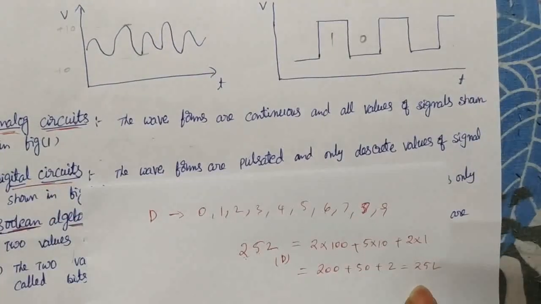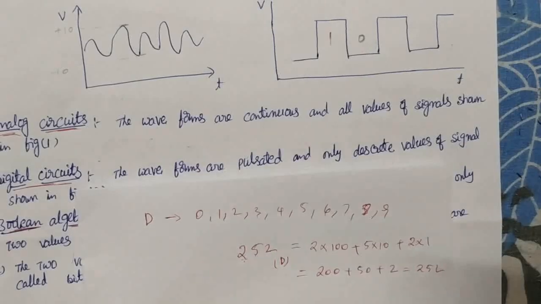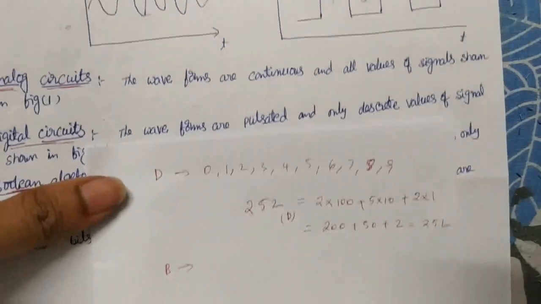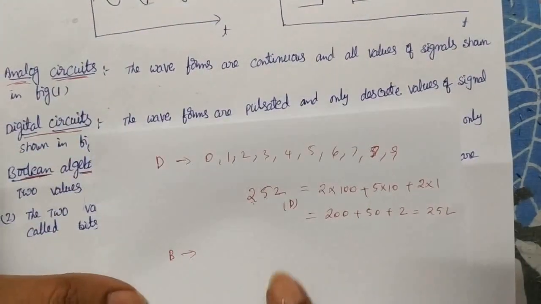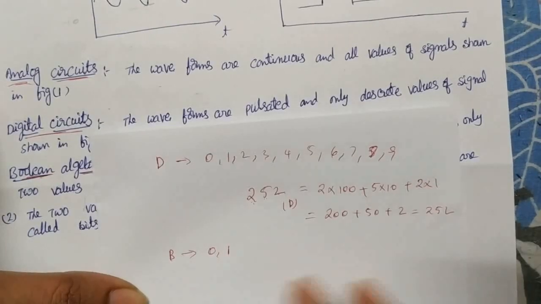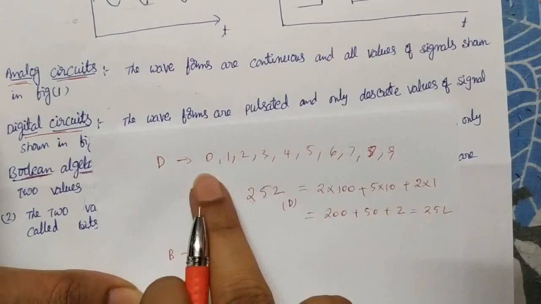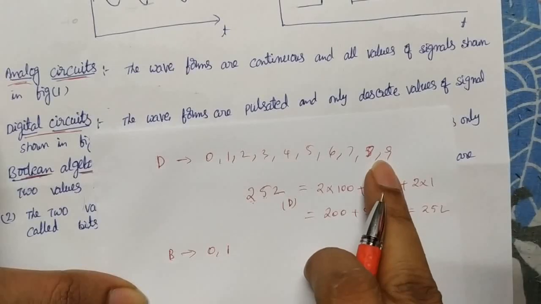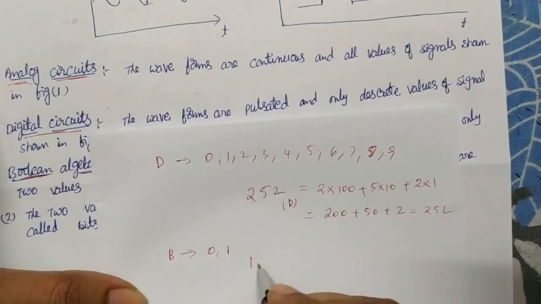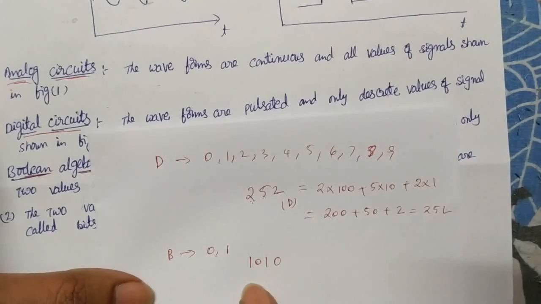Similarly, if you represent a binary number, the binary number system has only two values. One is 0, the other is 1. So the number should be only 0 and 1. These numbers only we have to use. Like in decimal, any digit from 0 to 9 you can use. So suppose you take 1010. Then what is the value of this?